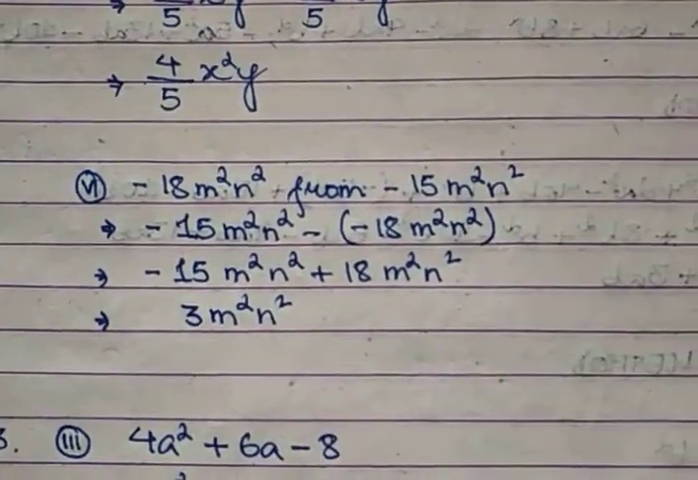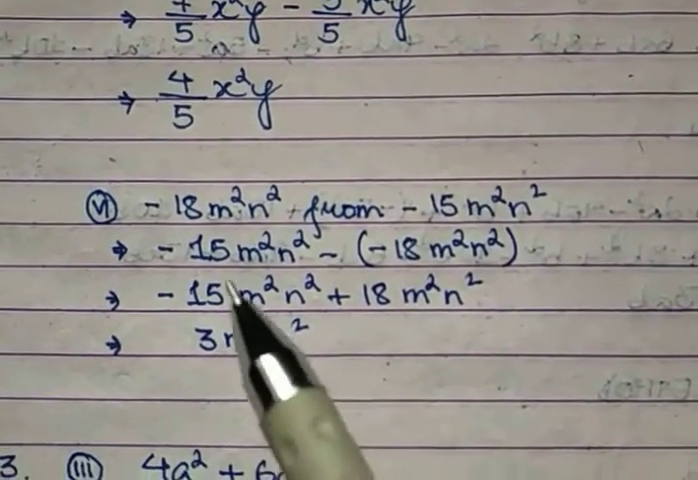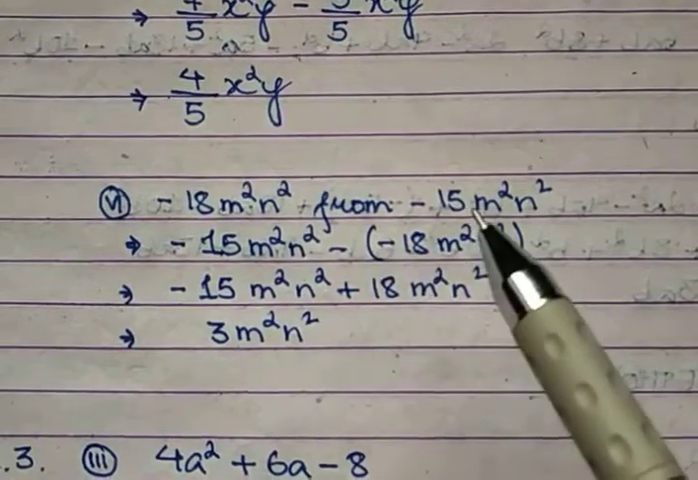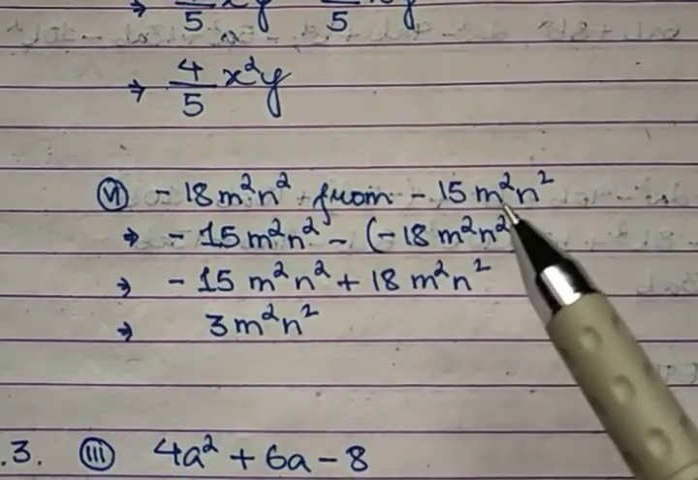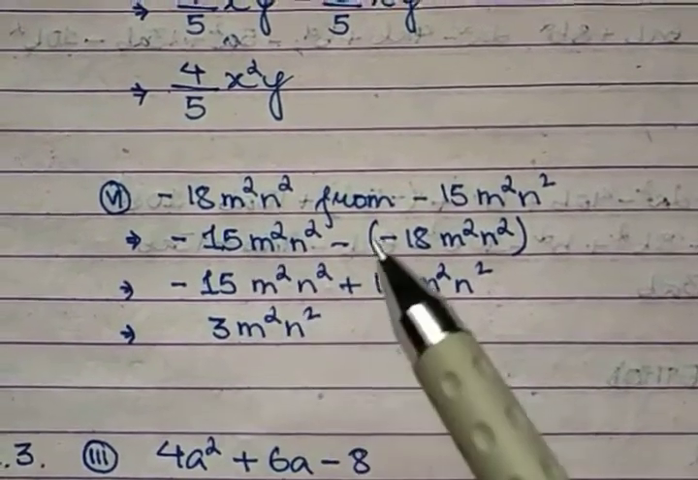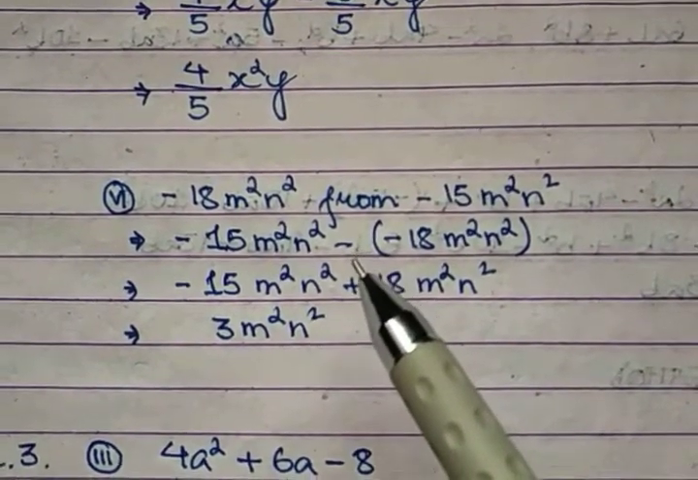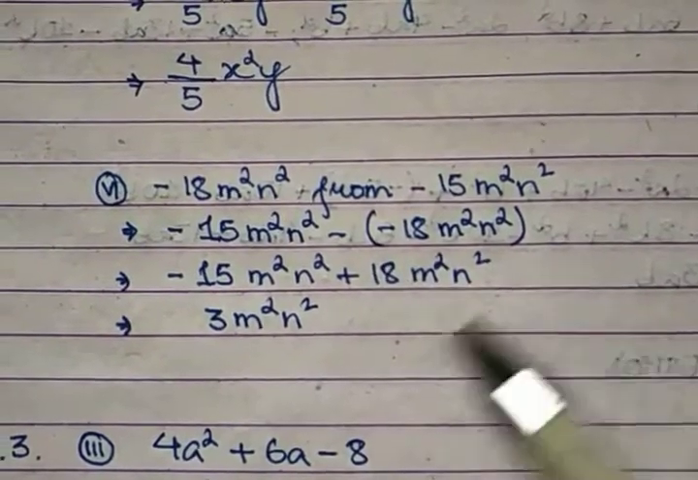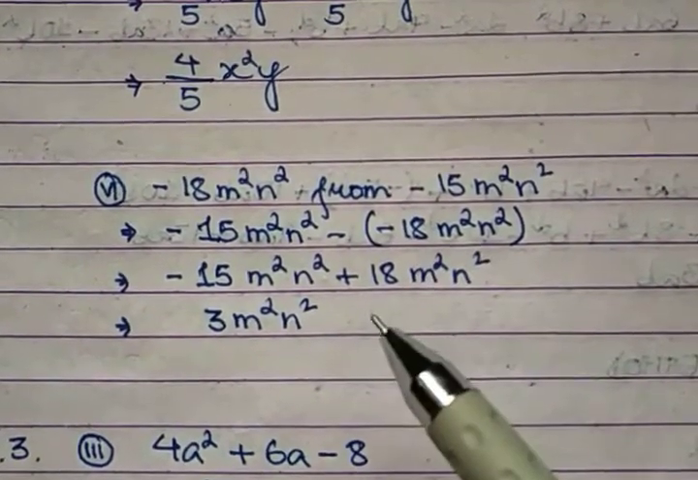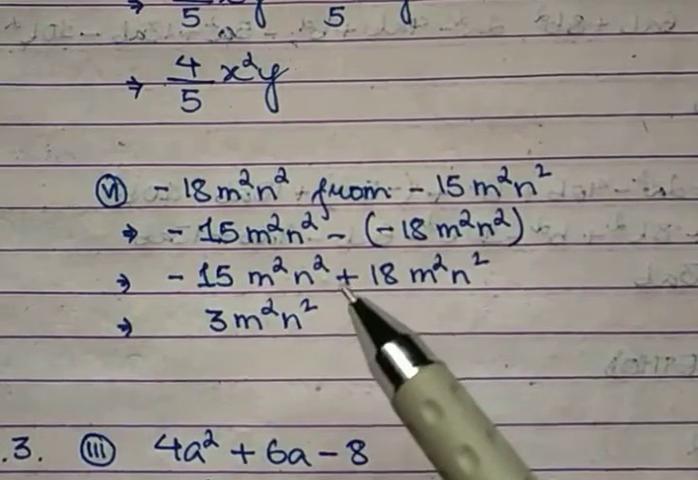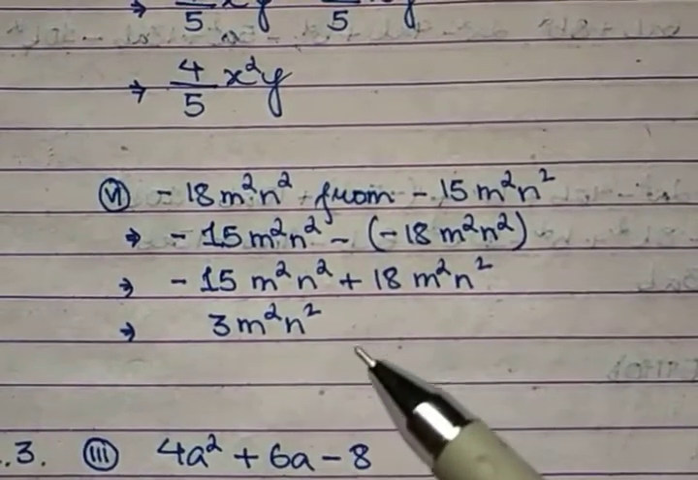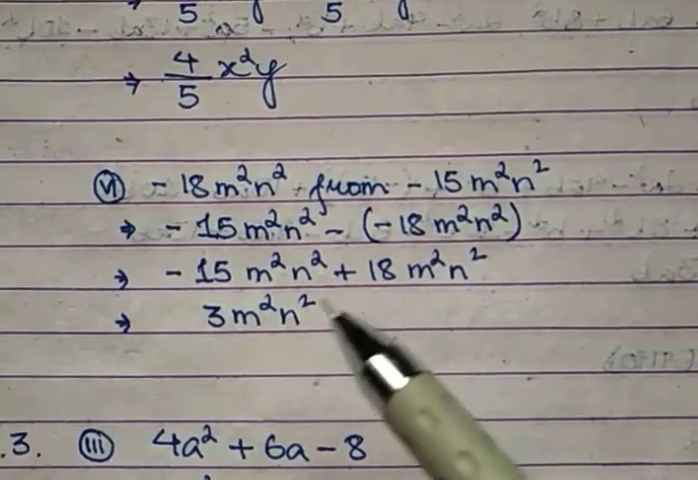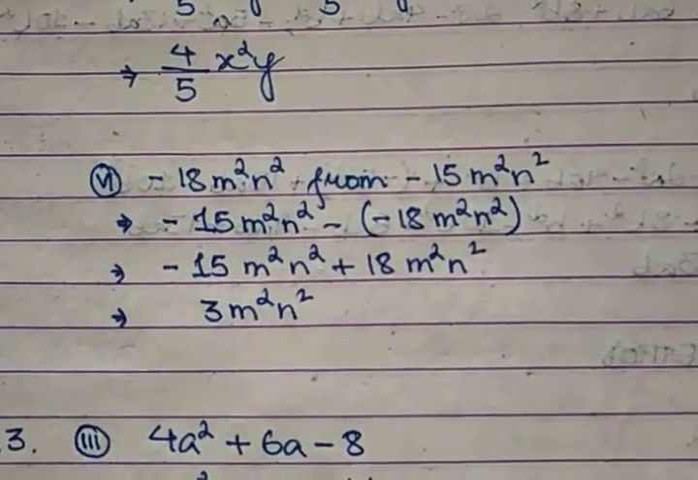And again, with question number 6 we have minus 18 m square n square from minus 15 m square n square. So the second term comes first. We are dealing with the subtraction, so minus, and the first term already has a negative sign, so I need to keep it within the bracket. So that's what I have done here. After opening up the bracket, what do I get? Two like terms with opposite signs. And as we know, opposite signs are subtracted, the sign of the greater number follows. 18 is the greater number with a plus sign, so it is plus 3 m square n square.